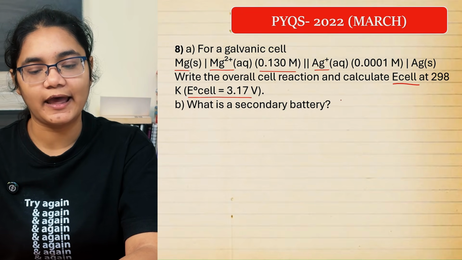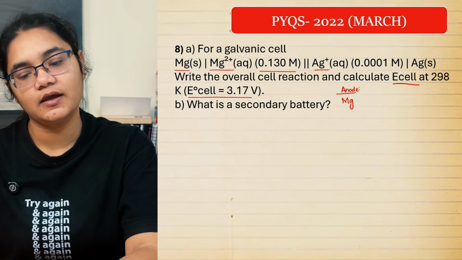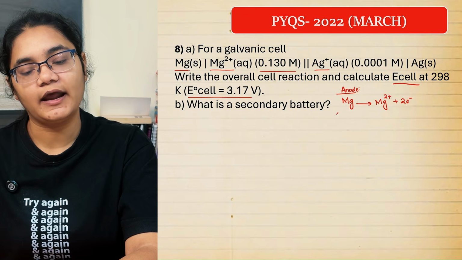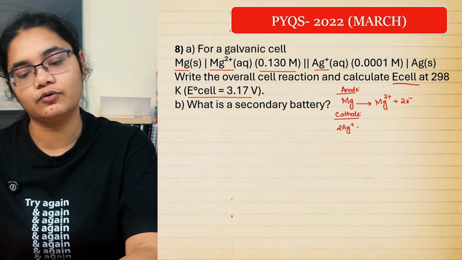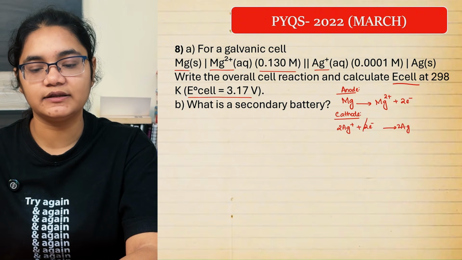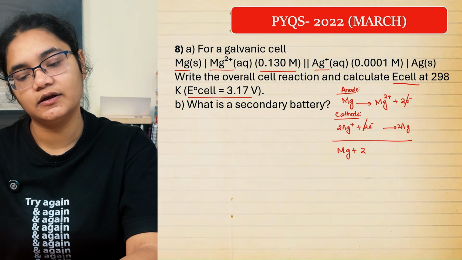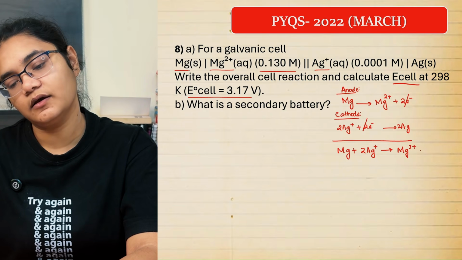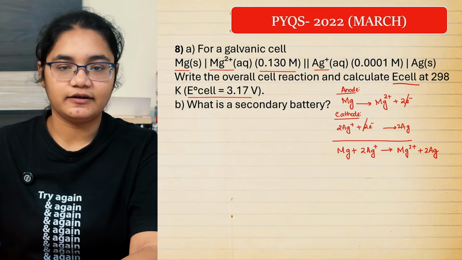See, I'll tell you at anode what is the reaction. Mg is undergoing oxidation, right? At anode, the reaction is Mg is undergoing oxidation to give you Mg2 plus 2 electrons. And at cathode, what is the reaction that is undergoing here? 2 Ag plus, I'm writing 2 because I have to gain 2 electrons to give you 2 Ag, right? Now these two electrons will get cancelled, and the overall reaction that I will get is magnesium plus 2 Ag plus gives you magnesium 2 plus plus 2 Ag. Now this is the final reaction that we have.